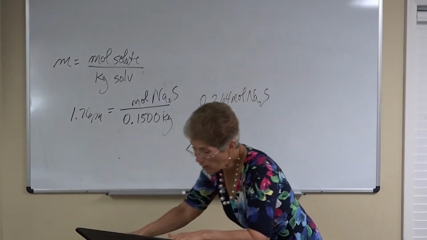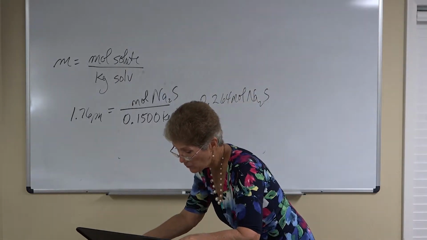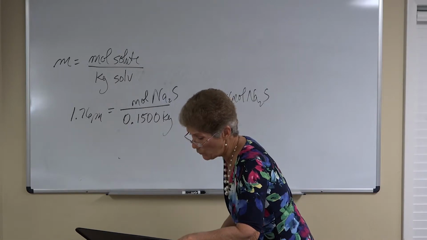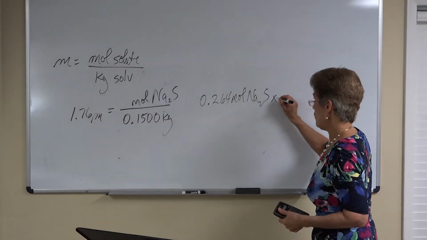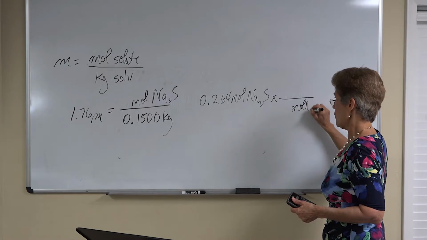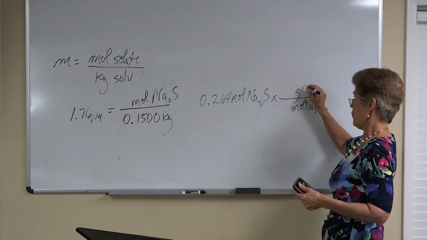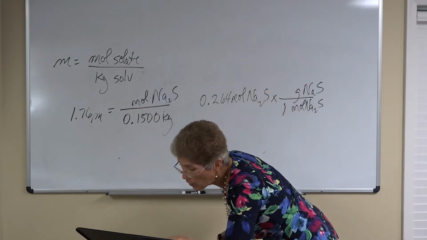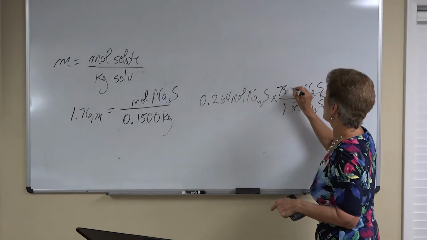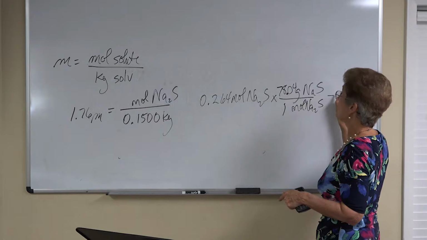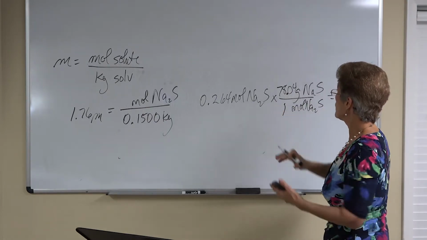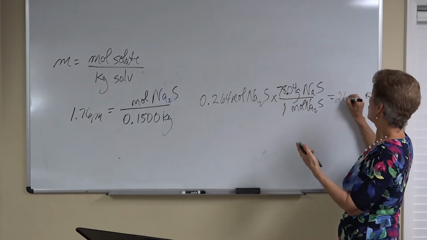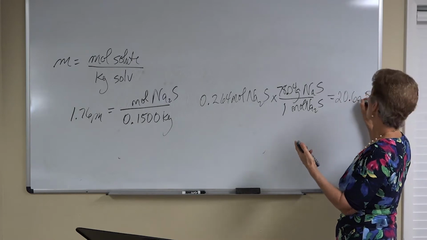Now, we wanted the answer in grams, didn't we? That's what they asked for. So we're going to take our number of moles, and we're going to go moles of sodium sulfate, grams of sodium sulfate. In 1 mole, there are 78.04 grams. We have 3 significant figures. My answer is 20.6 grams.